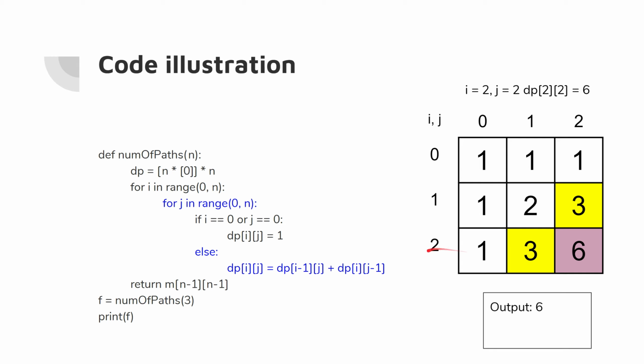And then it'll go into the else statement again, and the left adjacent cell is 3, and the upper adjacent cell is 3, so the output is 6, because this is the rightmost cell. So there are 6 ways to get to the rightmost cell in a 3 by 3 matrix. See how it works. 6. The end.